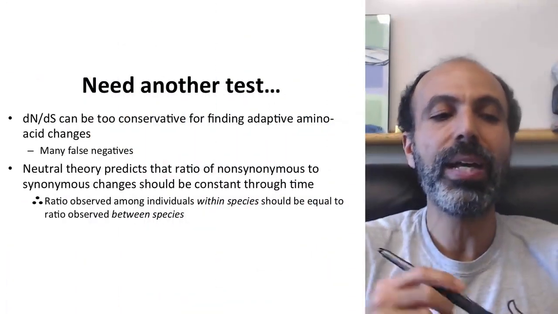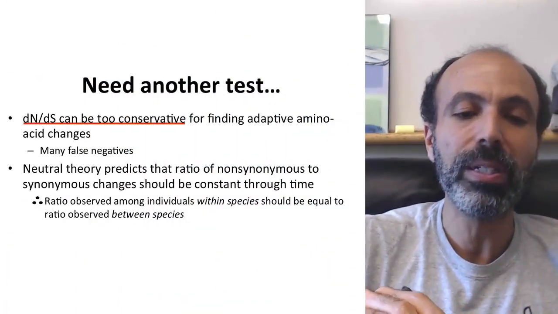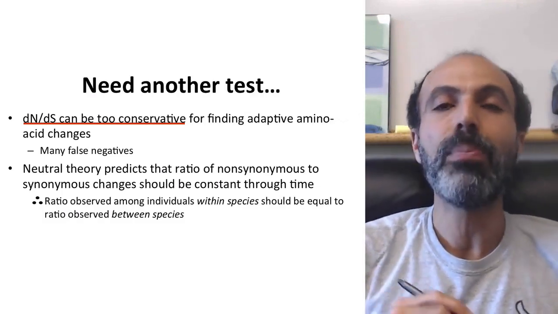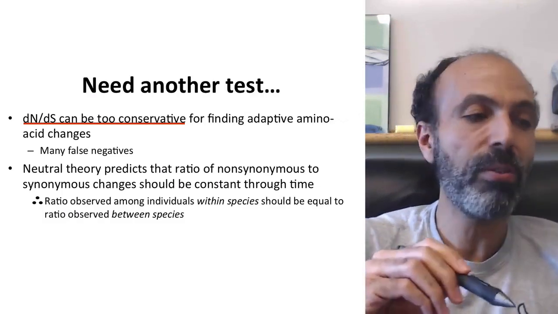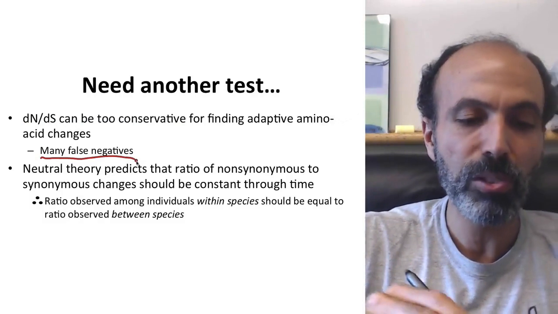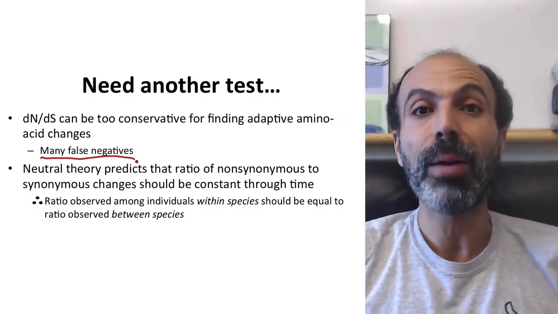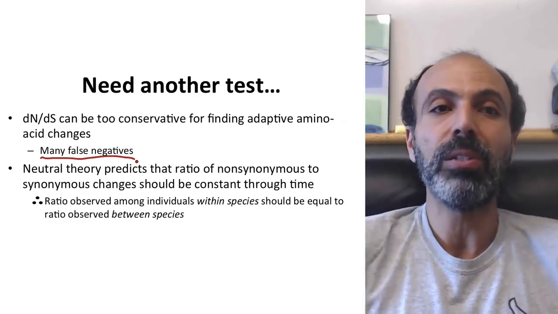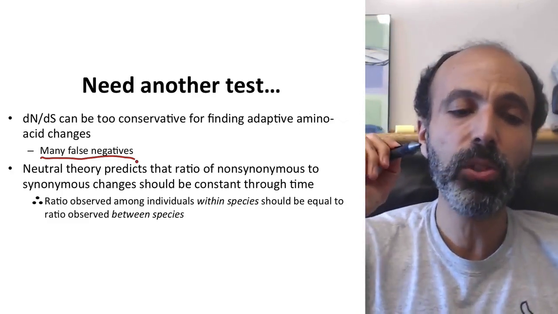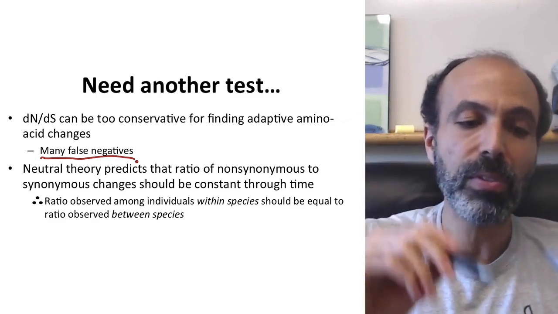So this is a little bit of a challenge, and dN/dS in general is thought to be fairly conservative when looking for adaptive amino acids. When I say conservative, I mean that there's too many false negatives. There's too many times when you fail to see positive selection that actually has potentially operated in the evolutionary history of a particular gene.